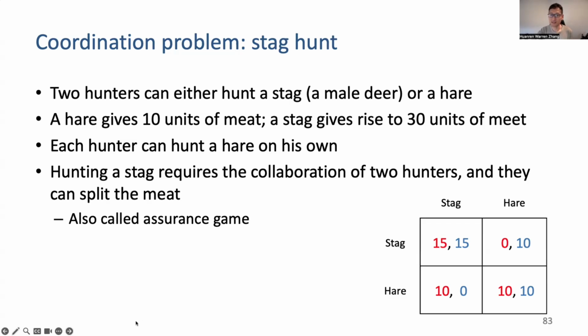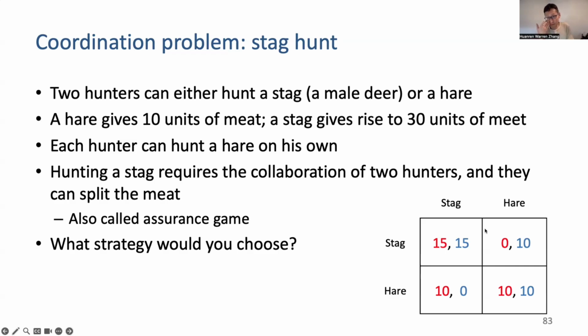Can you be assured that the other person would choose the more risky option, going for a stag? Even if you believe that the other person is likely to choose stag, can you believe that the other person will trust you to choose stag? Because if they don't trust you, they will probably go for the safe option. That's why it's actually not straightforward to see stag chosen by both hunters, right? So which strategy will you choose in this case?